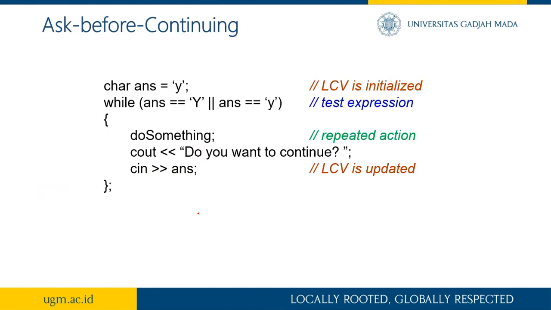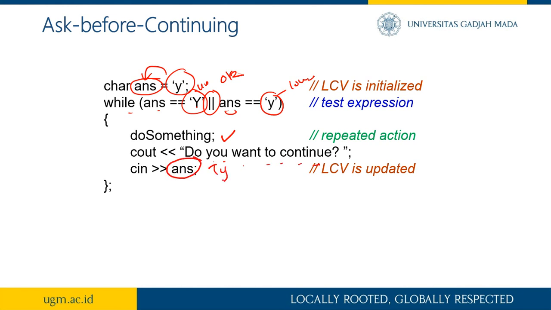This is a sample of asking before continuing. We store the answer of the user. We initialize the variable answer with the value y, while answer is y or, so we are using or here, answer is y in lowercase or y in uppercase. While the answer is y, upper or lower, do something here, and then cout, do you want to continue? And then it will require the user to type in again.